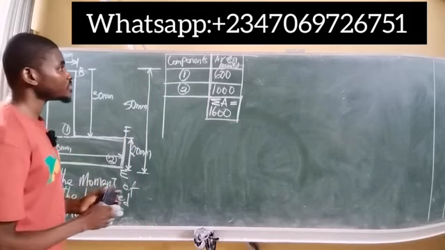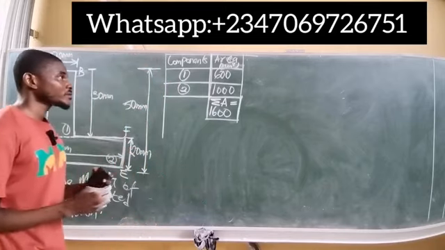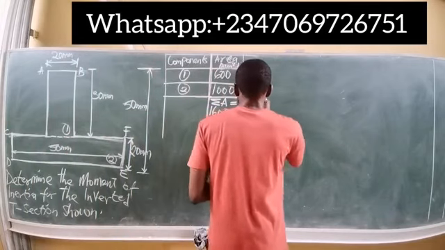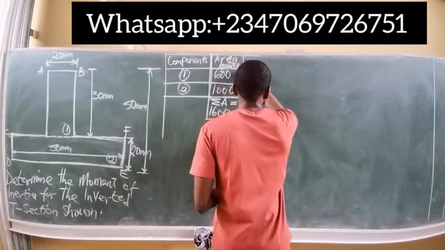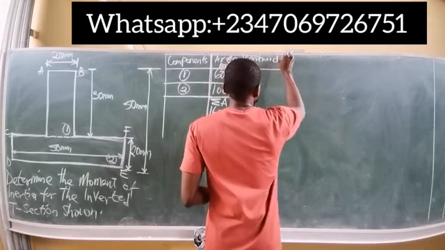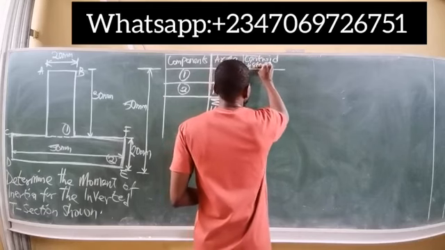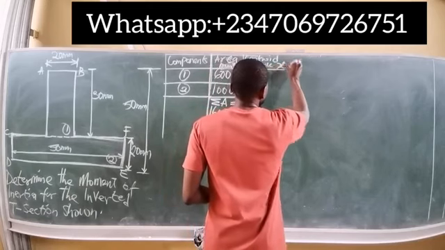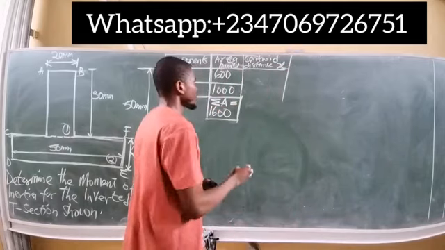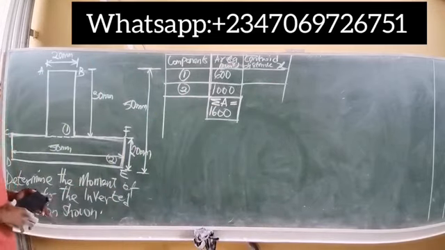Okay, so after obtaining the areas, next thing to find is what? Centroid distance. So we obtain centroid distance x and centroid distance y for each of the segments. We start with x. So we'll find the centroid distance x for each of the segments.